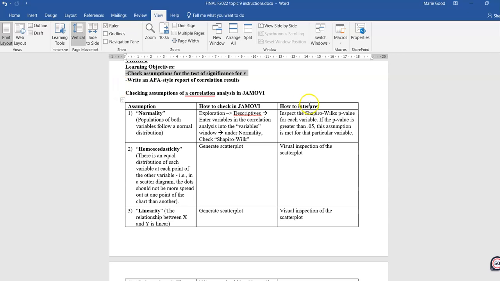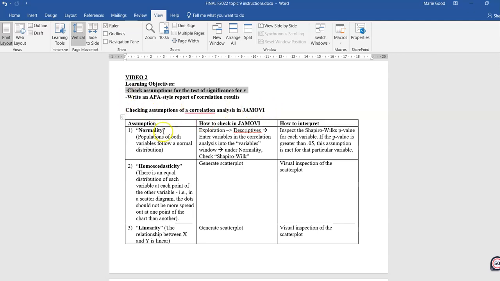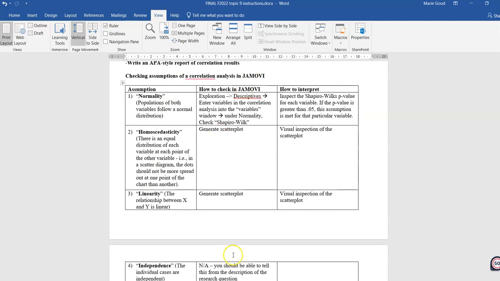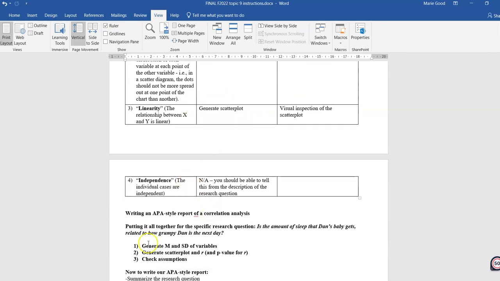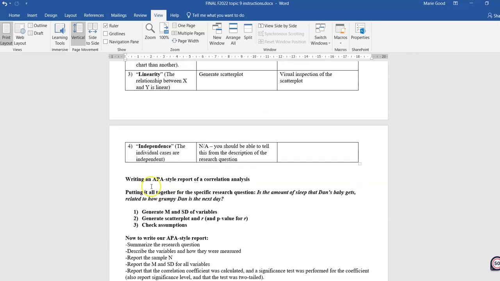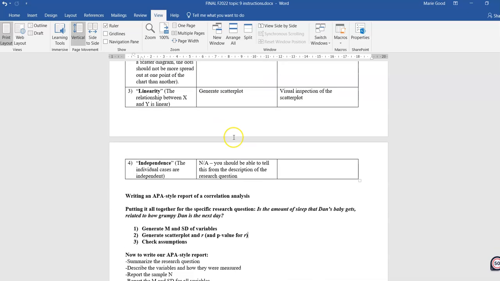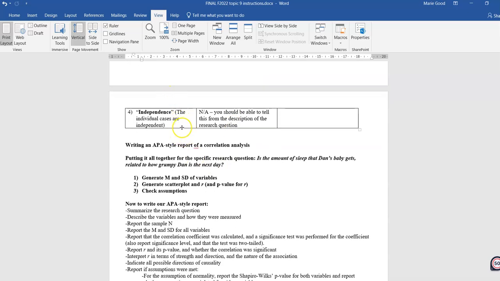Okay, so checking the assumptions of correlation analysis is a little bit different than the assumptions we learned to check in tests like ANOVA and the t-test. I have this little table here that shows you what the assumptions are, how to check them in Jamovi, and how to interpret them. We're going to go through this process as we work on this research question. I'm just leaving that there, and I'm going to come back to it in a moment.